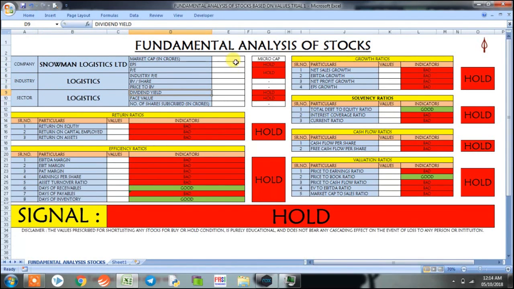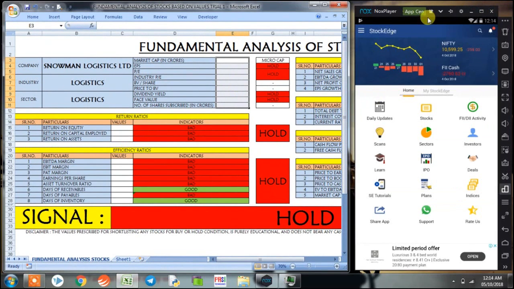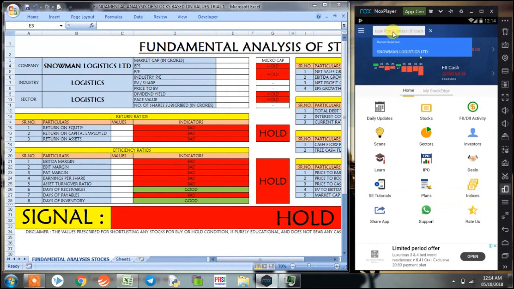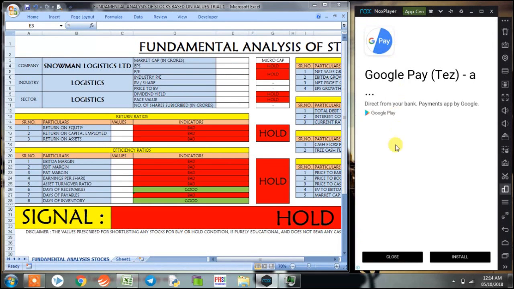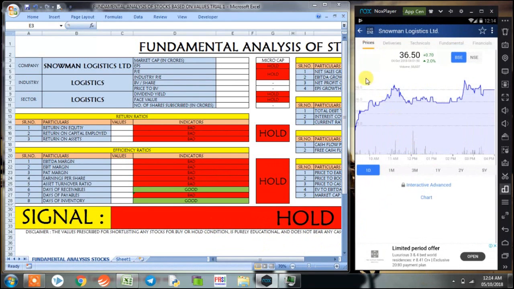Now to have these values, I'll be using an app known as Stock Edge. It's a wonderful app. It gets you the fundamental values at your fingertips. So I'll be adding Snowman Logistics. It's already there. It's a free app, so everyone can use it. Now this is Snowman Logistics data.